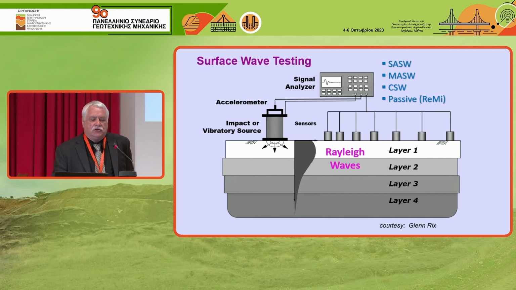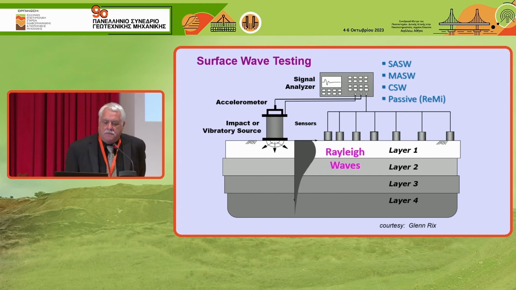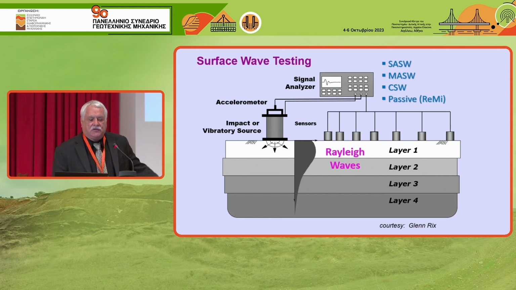And then we move to Rayleigh waves, again, also known as surface waves. There's some different acronyms for those. But we can put the sensors right on the surface of the ground at different spacing. That's what the different acronyms have to do with the spacing of the geophones and how we generate the wave in the ground. We can use an impact. We can use a vibratory source.